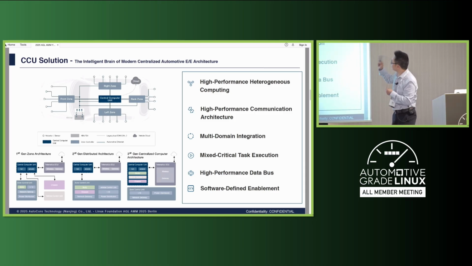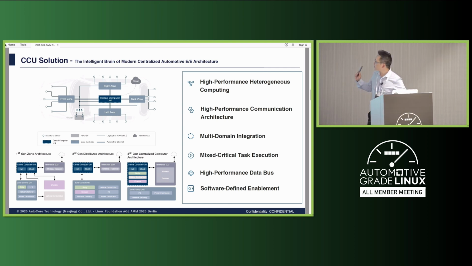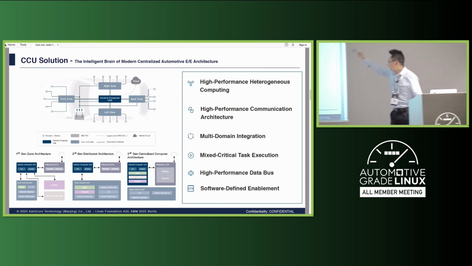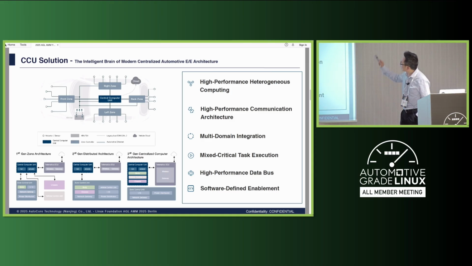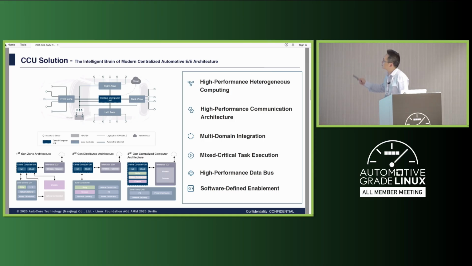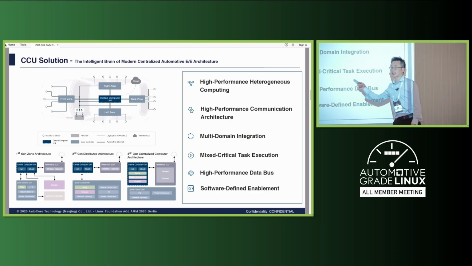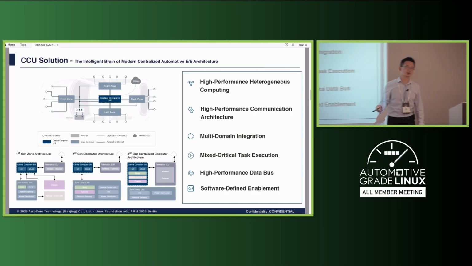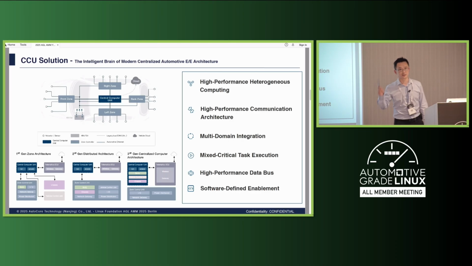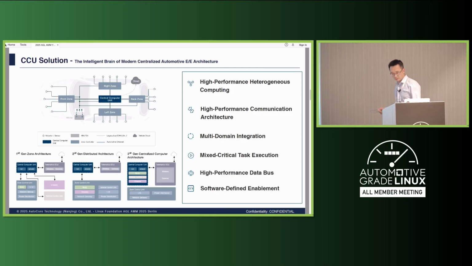Now, so CCU, I promise I will go through it faster later if I run out of time. Some of the key slogans here: high performance heterogeneous computing, communication architecture, multi-domain integration, mixed reality task execution. As I said, we're looking at executing from QM all the way to ASIL-D, different reality tasks on one piece of hardware, or even more so, one piece of silicon.